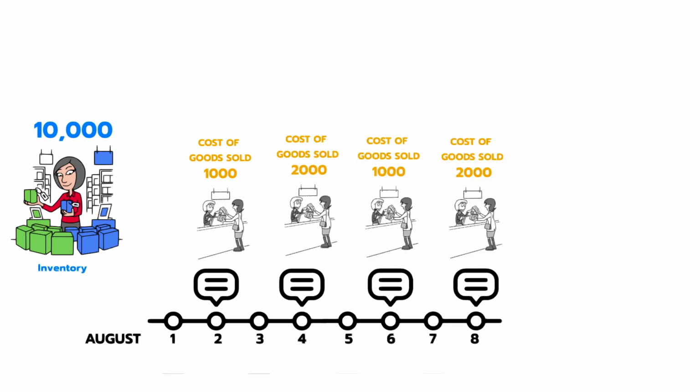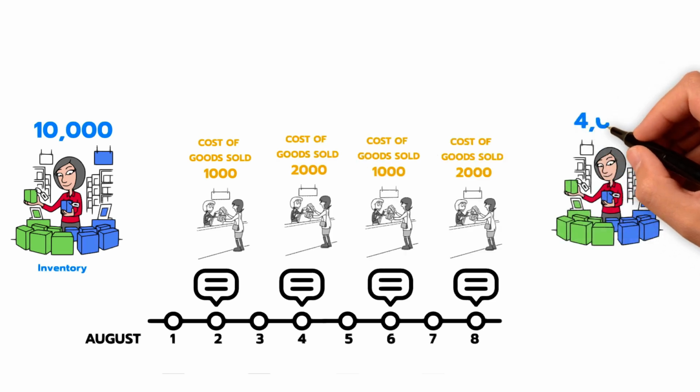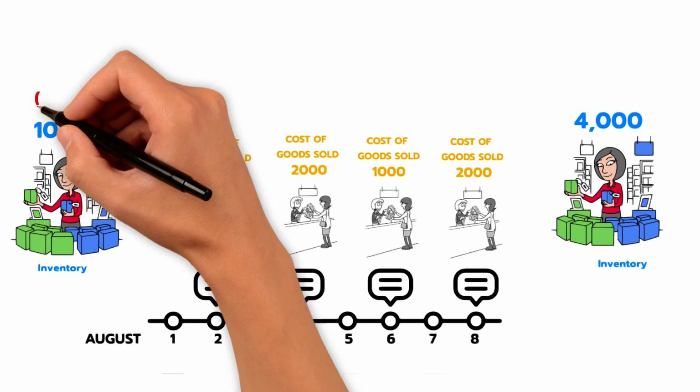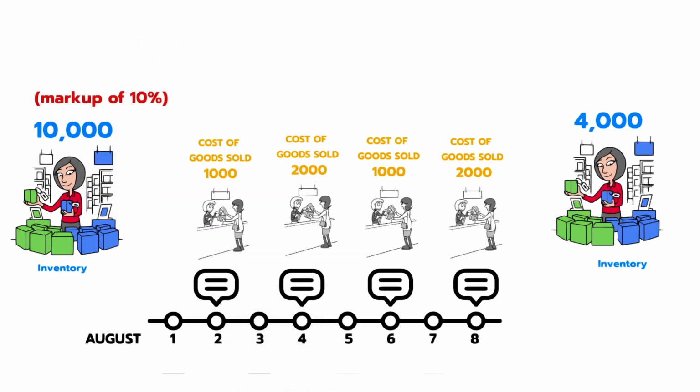Ganon din ang mangyayari sa mga benta sa mga susunod na araw. Pagkatapos ng August 8, 4,000 na lang ang natira sa inventaryo mo. Ngunit hindi nangangahulugan na 6,000 din ang income o benta mo. Dahil may markup ka para may kita ka sa negosyo. Kung may markup na 10%, ang revenue mo kada araw ay may dagdag na 10% sa original na presyo o cost of goods sold. Ang mga revenue na ito ay may katambal na cash sa bookkeeping. Ganyan ang nangyayari sa bookkeeping tuwing ikaw ay nagbebenta ng merchandise mo.